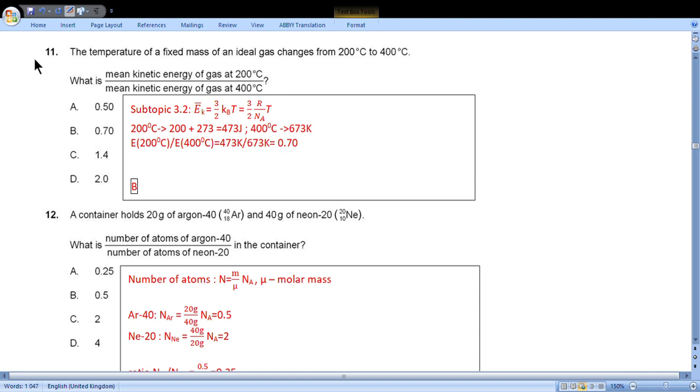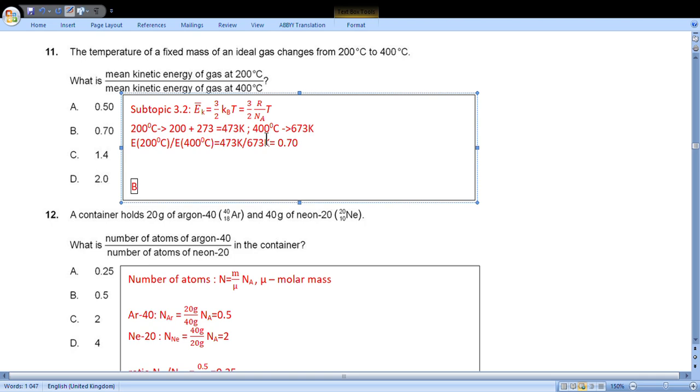Question 11. The temperature of a fixed mass of an ideal gas changes from 200 degrees Celsius to 400 degrees Celsius. What is the ratio of mean kinetic energy at 200 to mean kinetic energy of gas? This question is about accurate use of formula. Subtopic 3.2, average kinetic energy is proportional to temperature. So Kelvin temperature. So we change degrees Celsius into Kelvin. Kelvin here should be Kelvin.